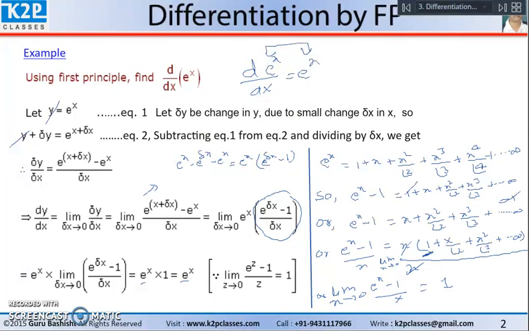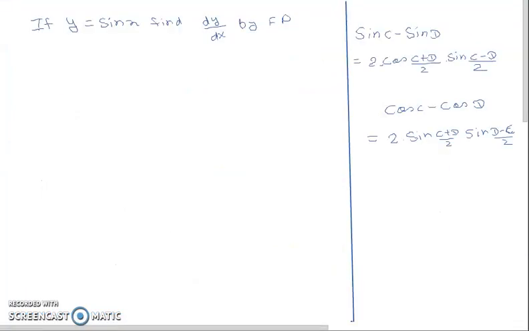Now we will learn how to find the differentiation of a few trigonometrical functions by first principle. If y equal to sin x, find dy by dx by first principle. So let the value of x be changed by delta x. So it becomes sin of x plus delta x.